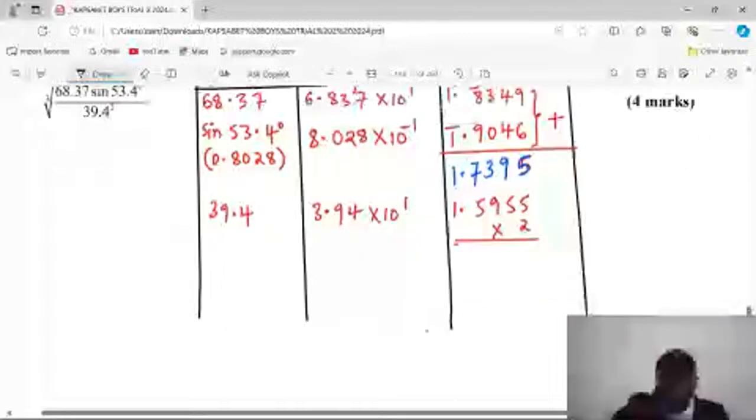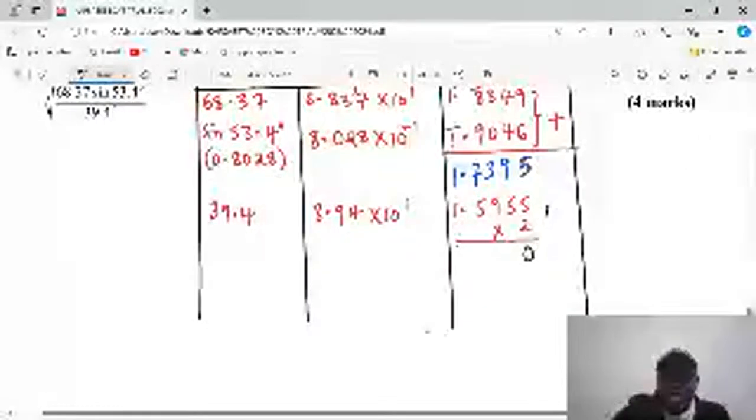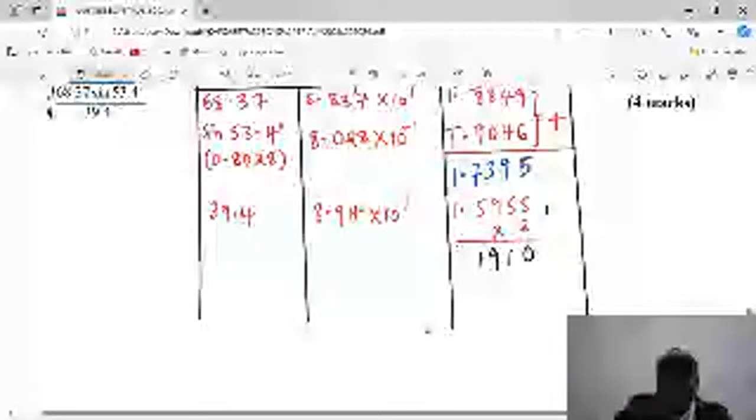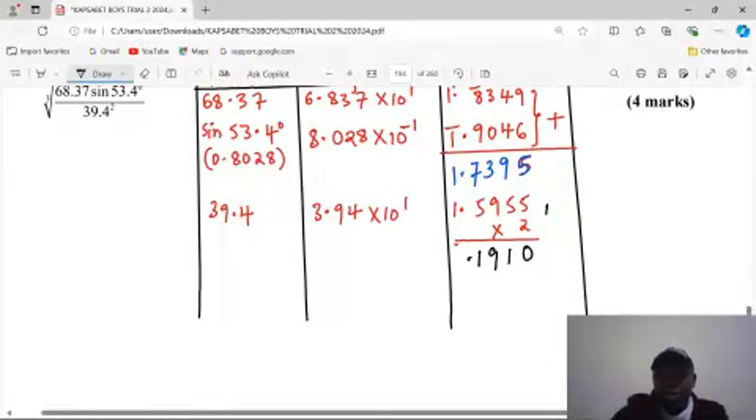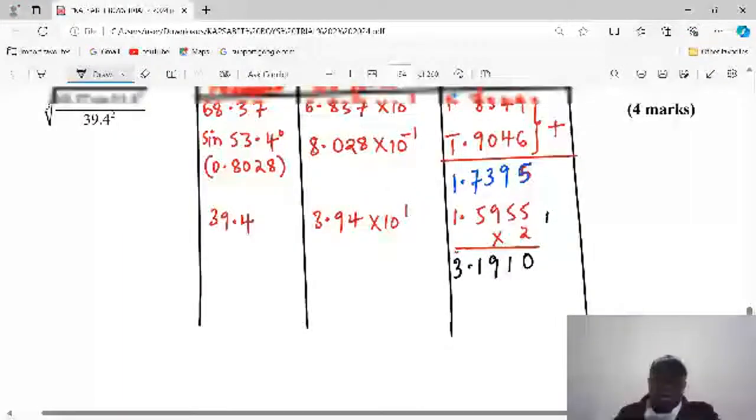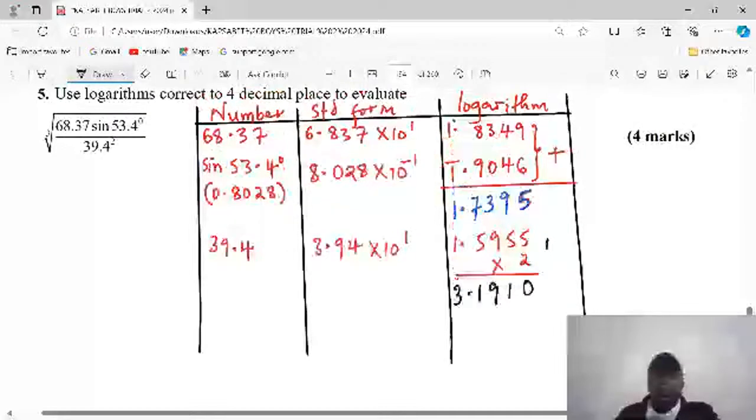This is going to be 2 by 5, 10, to give me 10 again. So we write 0, carry 1. This is 18 plus 1, 19. We carry 1. 10 plus 1, carrying 1 now. 2 by 1, then plus 1. This is becoming 3. 3.19 after multiplying the log by 2.